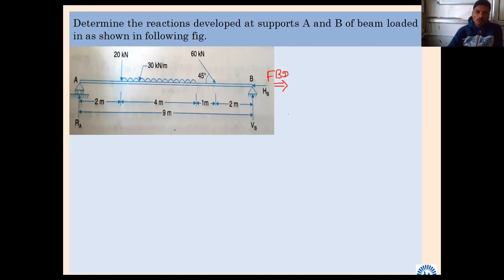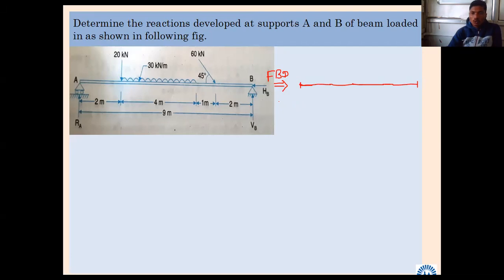Which type of loads are there on this beam? Uniformly distributed load. Somebody has said UDL and UVL. Is it the case? No, sir. UDL and point load. Okay, UDL and point load.